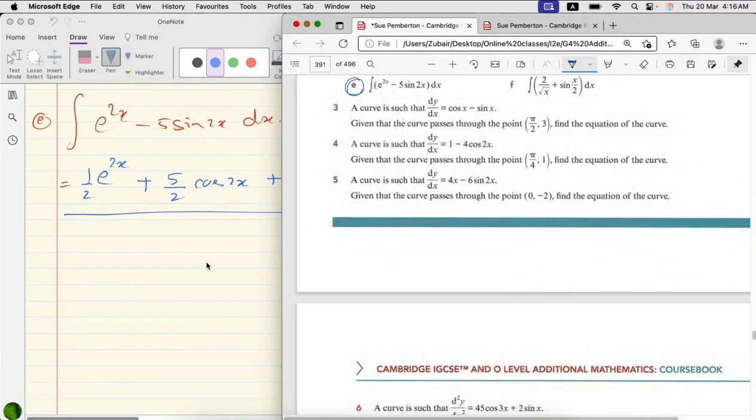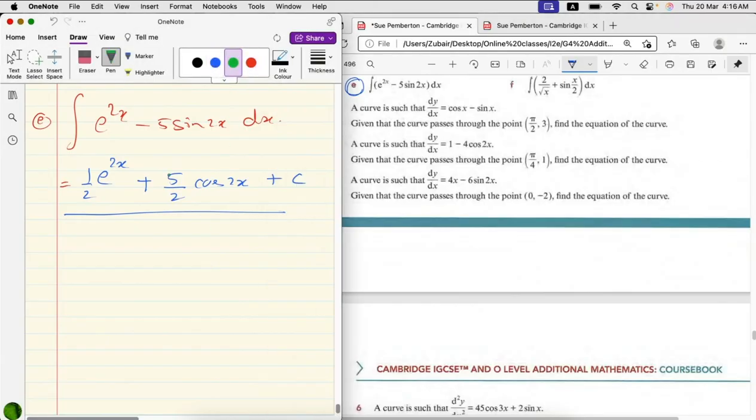A curve is such that dy by dx is given. So question 3, dy by dx is given, which is cos x minus sin x. Given that the curve passes through this point, find the equation of the curve. So we'll integrate it. Then the equation of the curve is the integral of cos x minus sin x dx.